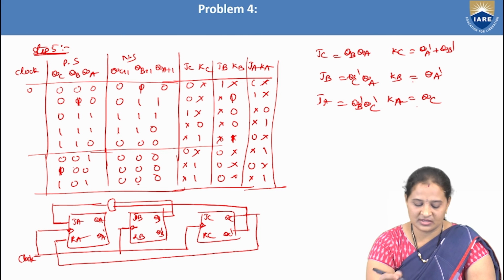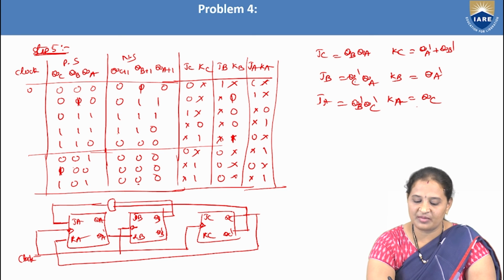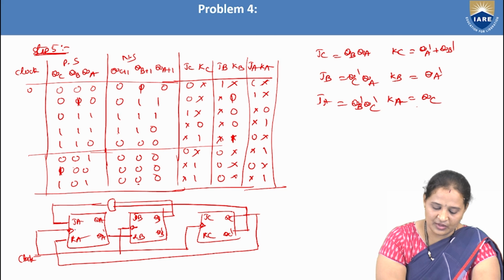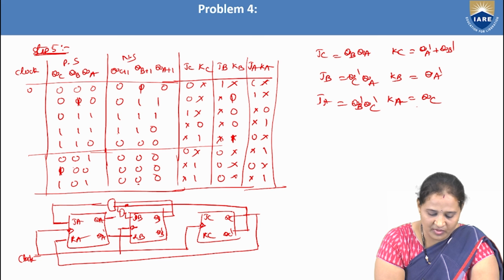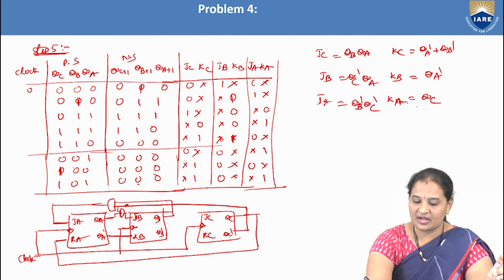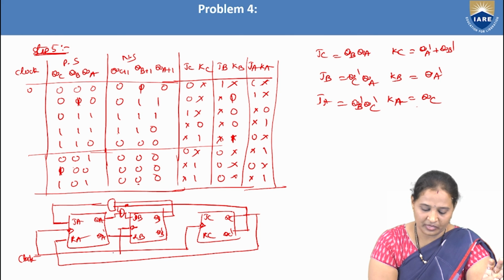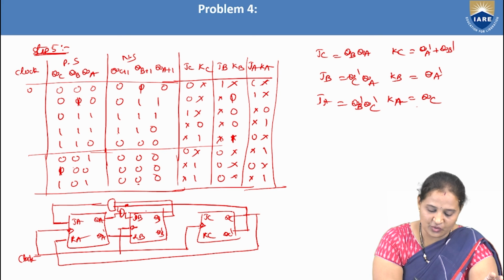Whereas KB is QA complement, and JB is QC complement QA. So here QC complement and QA. I am taking an AND gate here, and to this AND gate I am giving QC complement and QA as input. Next, KB is done. KB is QA complement. And JB is also done. Now JC and KC: JC is QB QA.